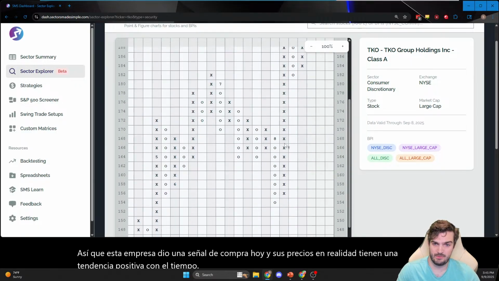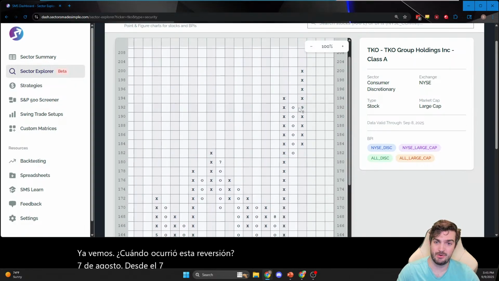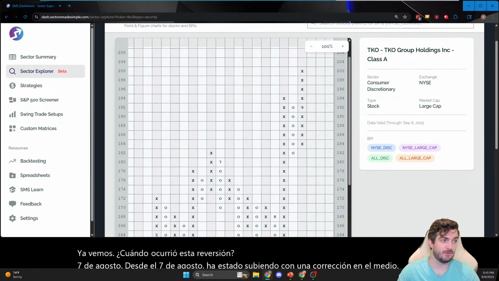We see, when did this reversal occur? August 7th. Since August 7th, it has been going up with one correction in the middle. So good sign, price is going up.